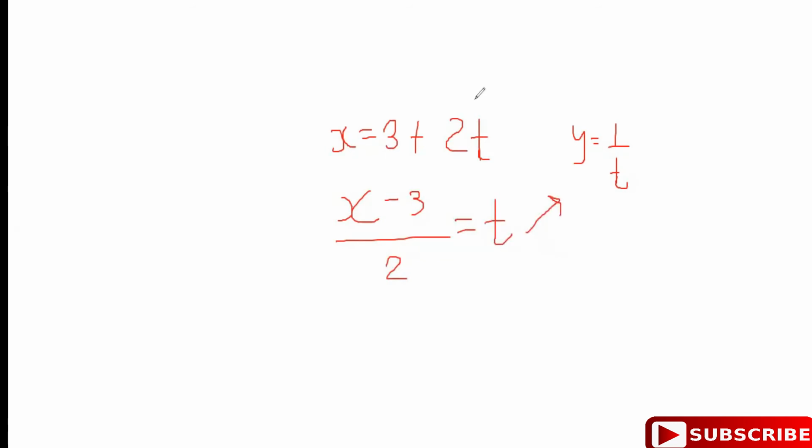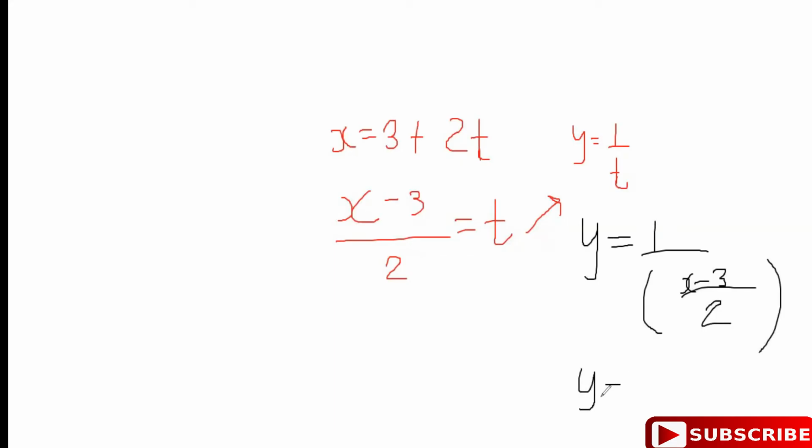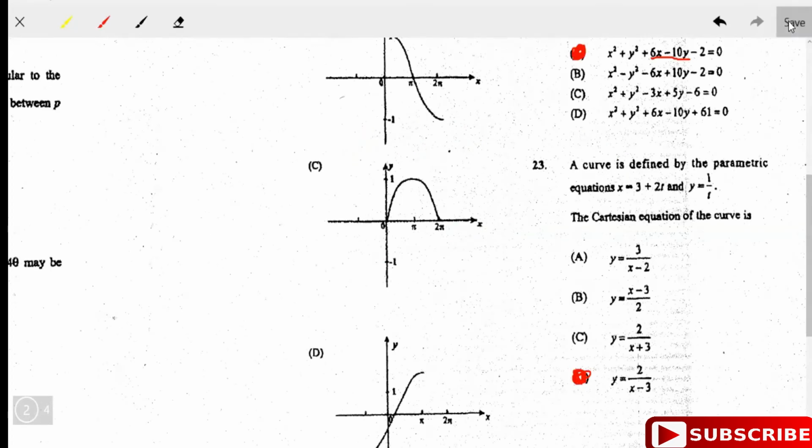And so what we get now is y is equal to 1 over t. So y is equal to 1 divided by all of this right here, which is x minus 3 over 2. And so we get 2 over x minus 3. So y is equal to 2 over x minus 3. Easy stuff, a capital T. That's question 23.